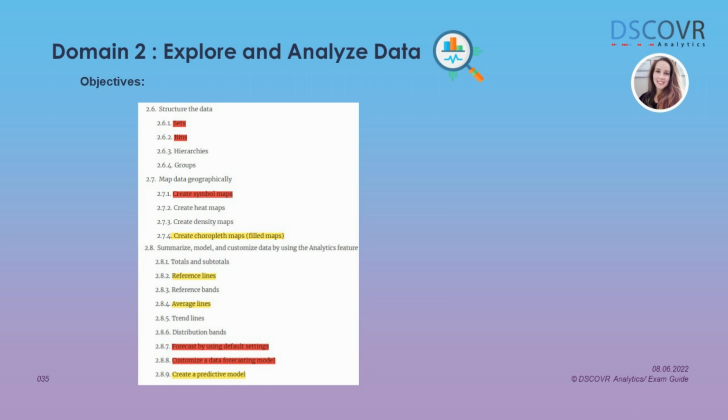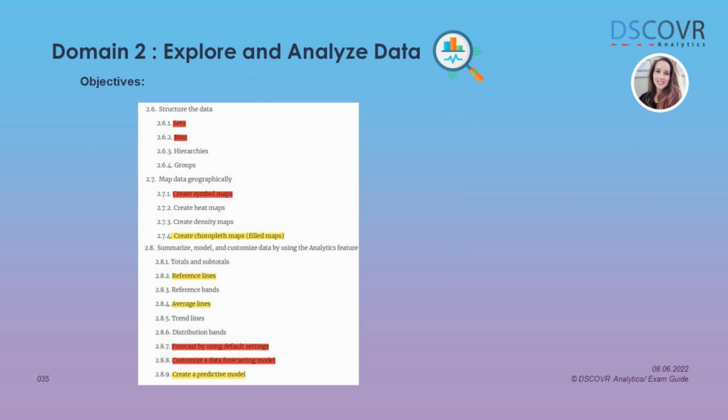There was a good number of questions that came from section 2.8. So for example, adding a reference line. So choosing a constant reference line versus computed reference line, or choosing the trend line and being able to read an output of a trend line or identify the significance of a relationship. They may also ask you to forecast future sales values and customize the forecasting model. So make sure you spend some time reviewing all the topics in this particular section.